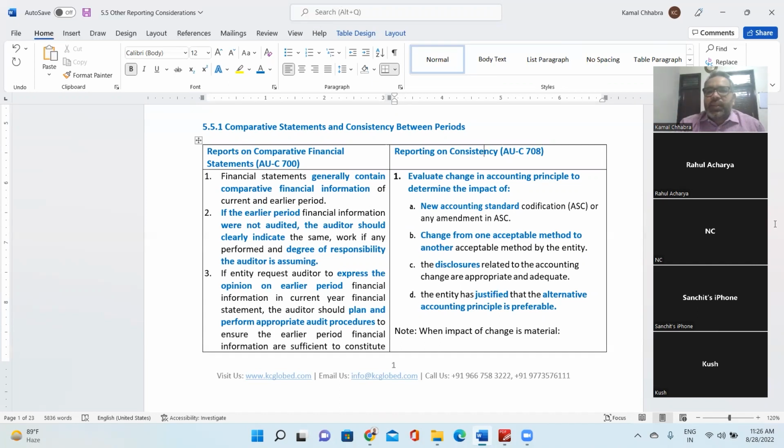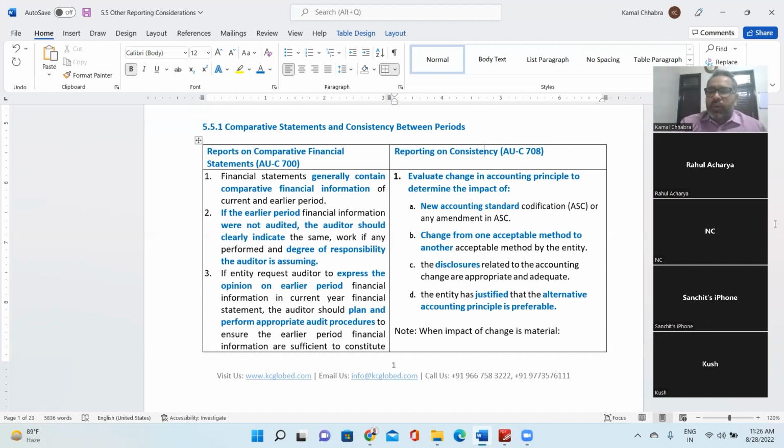So we were discussing reporting on consistency. In that first point, we were discussing evaluating the change in accounting principle and determining the impact thereof. The first point was when a new accounting standard comes. In that scenario, we will change the current year number as per the new accounting standard, and to ensure consistency of application of the new accounting standard, we update the previous year number as well.